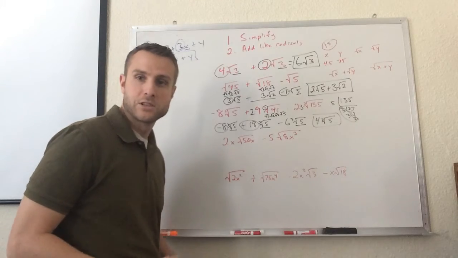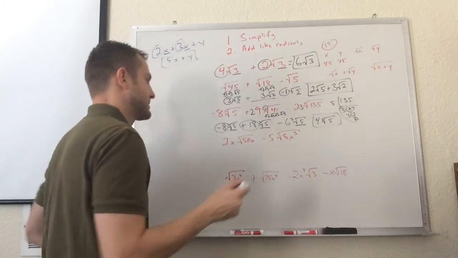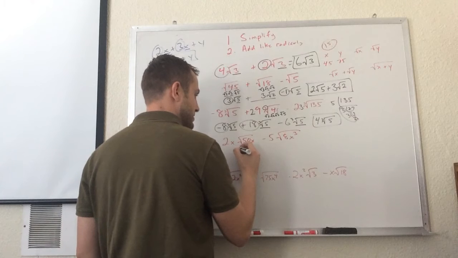Now I have variables. So just like when we simplified before, we're still simplifying the same with the variables. So 50 is going to be the square root of 5.